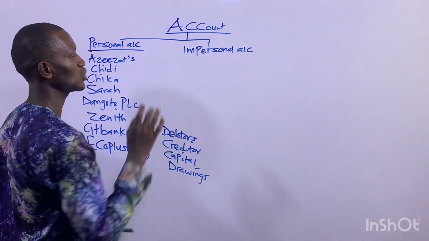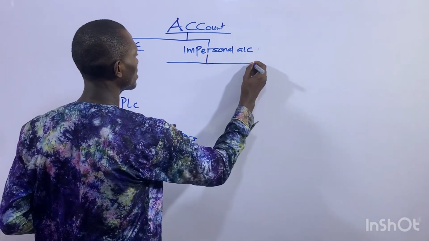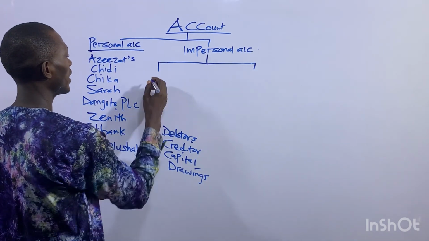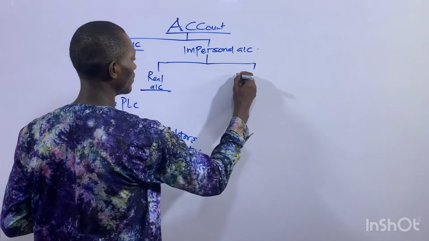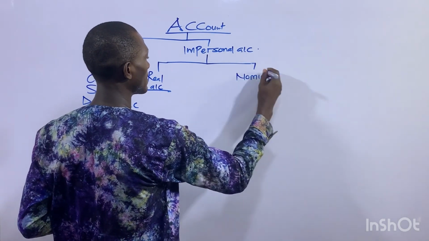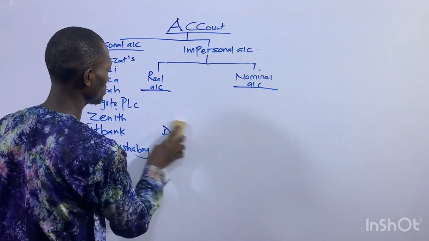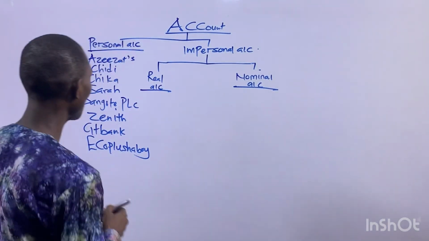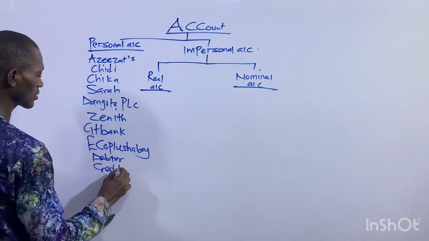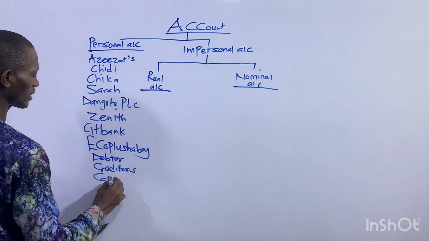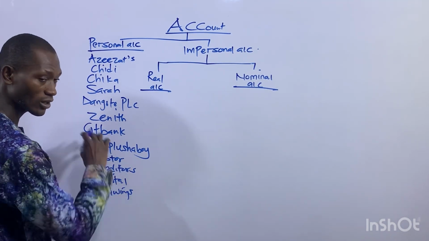Good. So let's move on to impersonal accounts. Impersonal account, like we said, is further subdivided into two: we have real accounts and we have nominal accounts. So let me rub up these parts. We can also have debtors, creditors, capital accounts, drawings accounts, and all other ones we have.